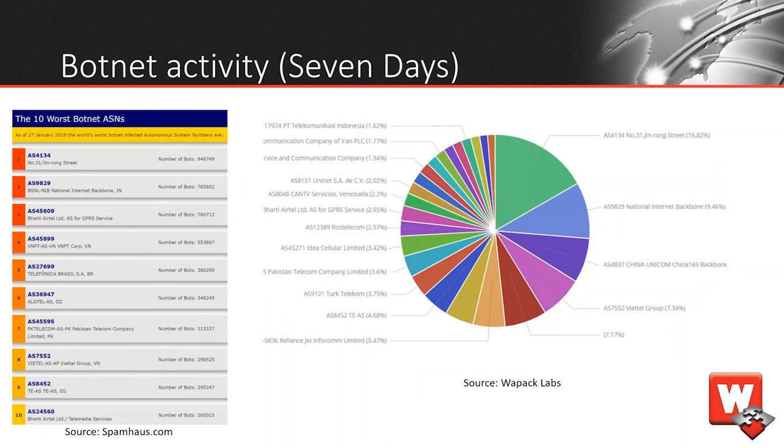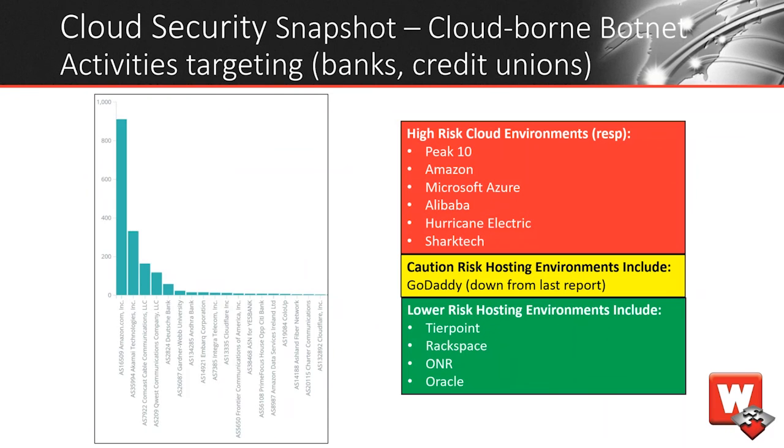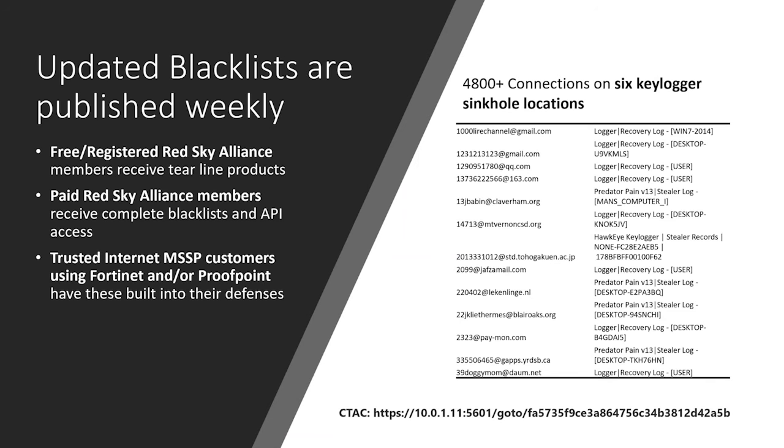Botnet activity over the last 7 days remains pretty consistent with our prior trending. 31 Xinjiang Street is still a strong leader, followed by the National Internet Backbone for India and China Unicom. On the cloud security front, we see the top high-risk cloud environments this week. Peak 10, Alibaba, SharkTech, still in the high-risk cloud environments. GoDaddy is this week downgraded to a caution level. And lastly, our blacklists are published weekly.